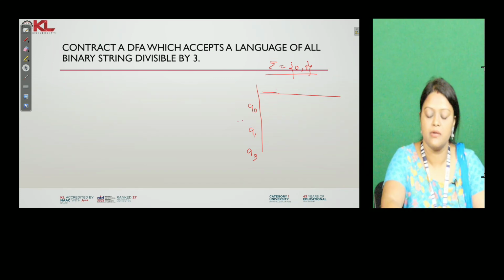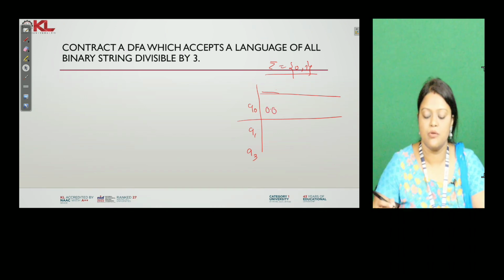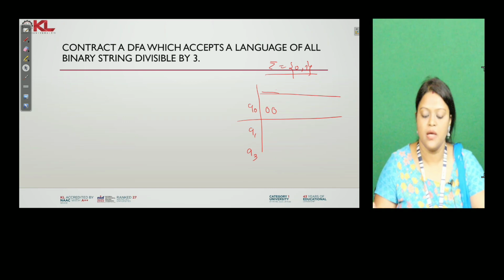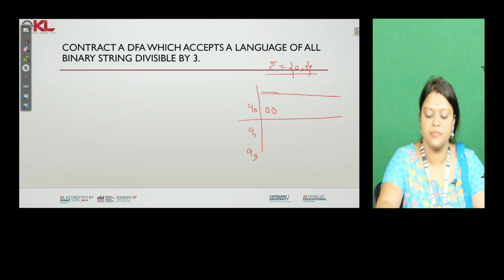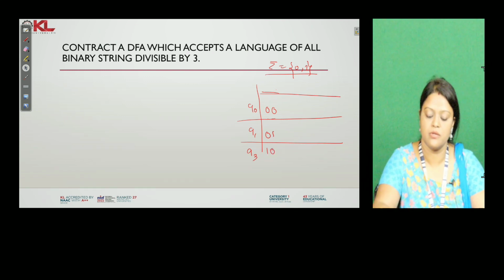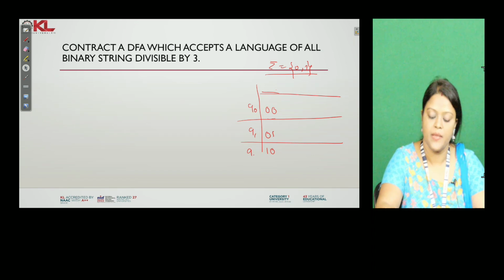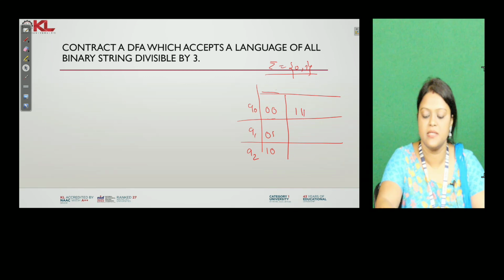Now if we have Q0, suppose we have the number 0 0, so should this accept or reject? Suppose it should accept because it is divisible by 3, because it has no remainder when we divide. Now if it is 0 1, it should not accept. If it is 1 0, that also should not be accepted. Now if it is 1 1, then it should accept, because again 3 is divisible by 3. If it is 4, then it should not accept, and the output should go to Q1.